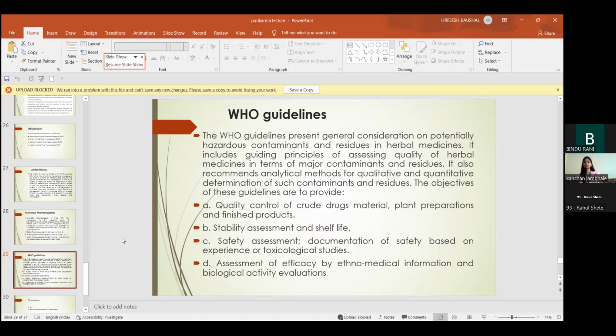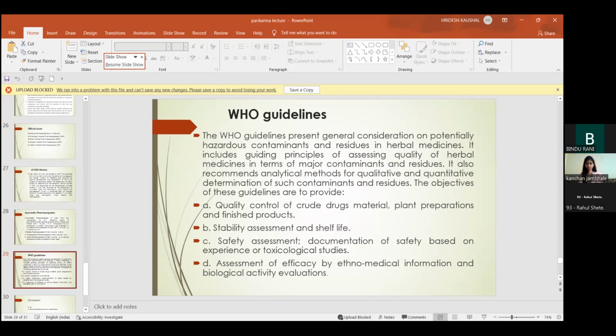The major focus of WHO is on the quality of a drug, stability of the drug, safety of the drug, and assessment of the safety parameters of the drug. WHO generally focuses on adulteration, misbranding or adulterated drugs, and the standardization parameters which we are following in herbal medicines. All these things are related to the ethics of herbal medicines towards the pharmaceutical concepts.